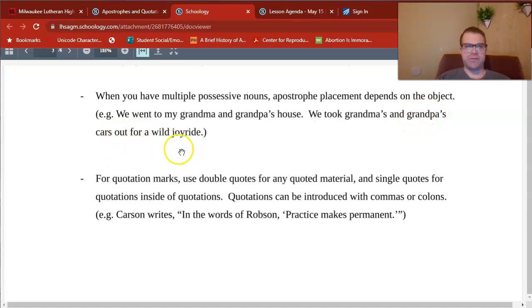We took them both out for a wild joyride. In that situation, each possessive noun gets an apostrophe S.